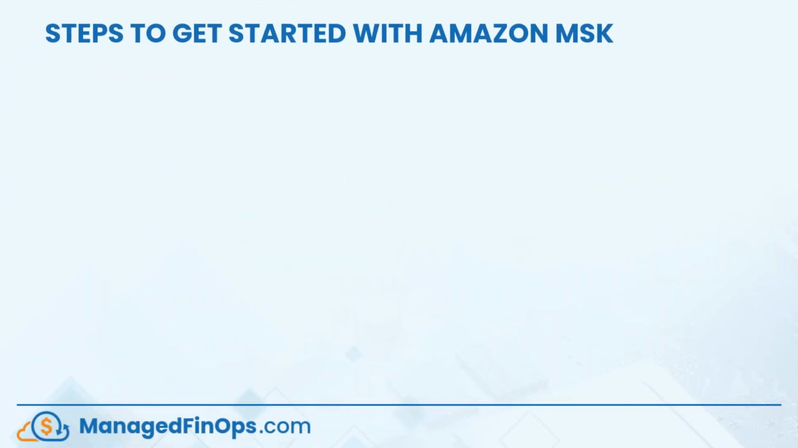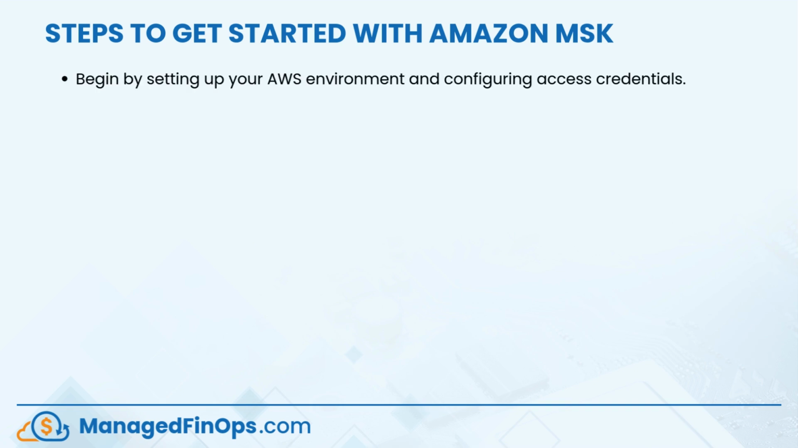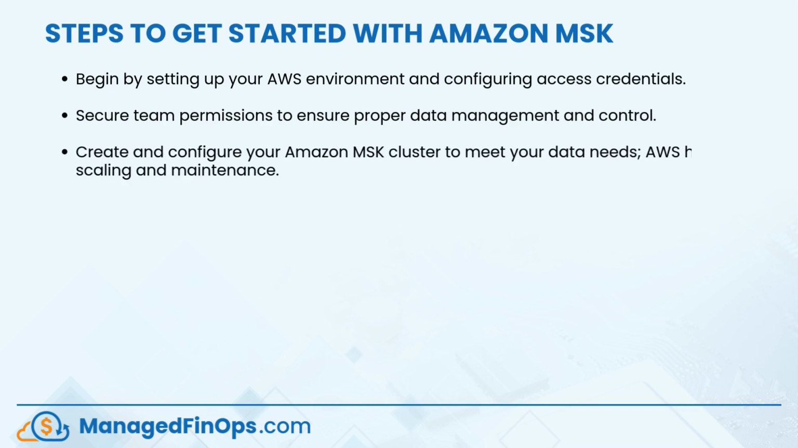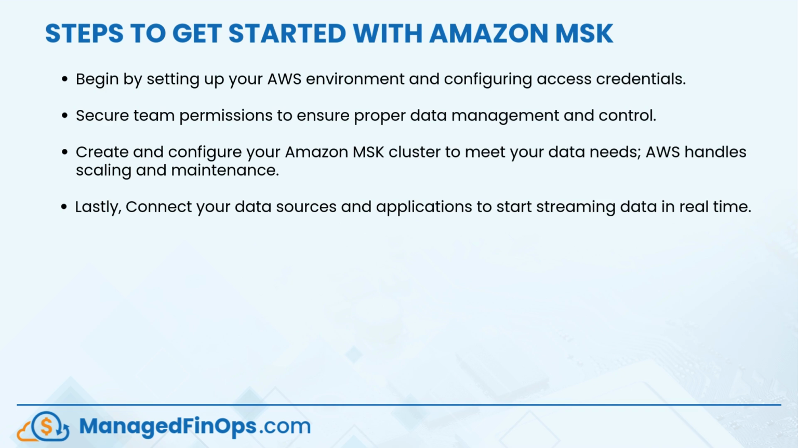Getting started with Amazon MSK is simpler than you might think. First, set up your AWS environment, configure access credentials, and secure permissions for your team. Next, create and configure your MSK cluster to handle your specific data requirements. AWS will take care of the rest, including automatic scaling and maintenance. Finally, connect your data sources and applications, and start producing and consuming data.